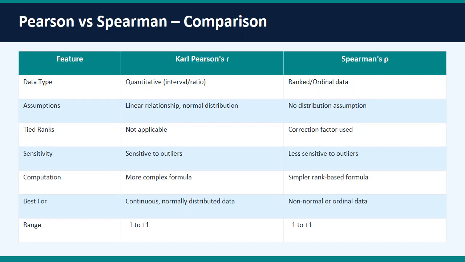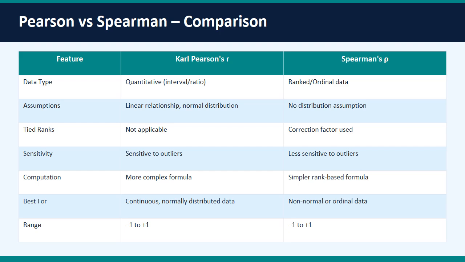So now let us compare both the methods. From the table, it is evident that the Karl Pearson method uses actual values and measures linear relation, while Spearman uses ranks and works with ordinal data. So we should mainly remember that for numerical data, we will make use of the Pearson method, and for ranked data, we will make use of the Spearman method.